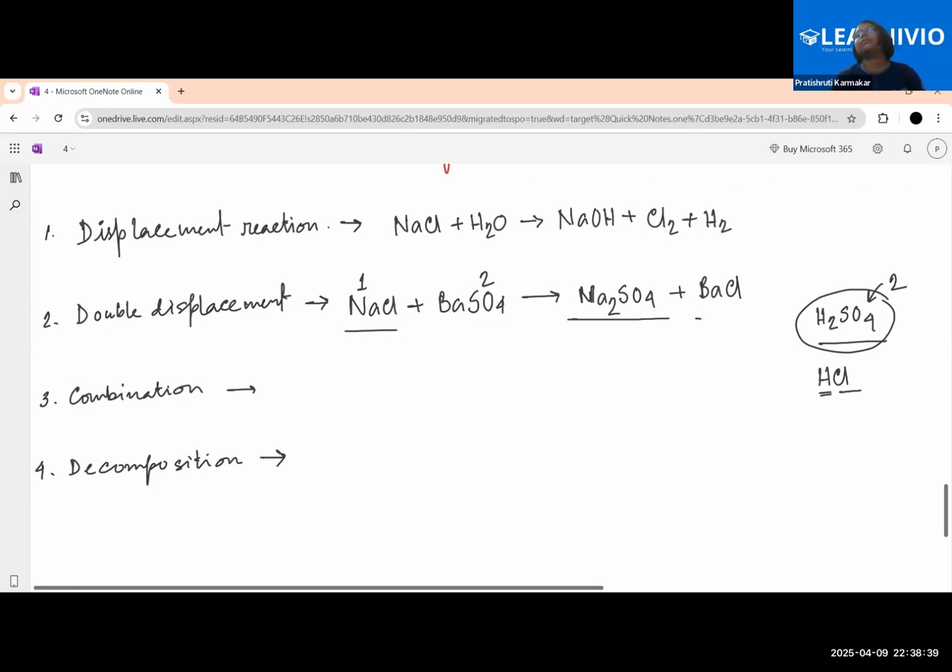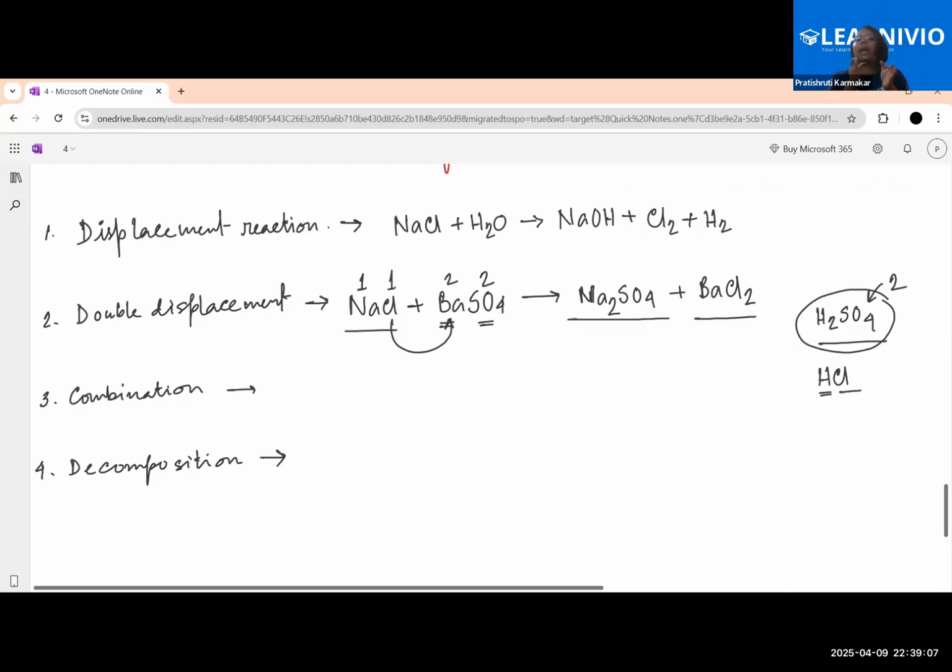And what will this be? This will be BaCl2. Exactly. Why? Because we need one barium for one sulfate. Sulfate has two valency, so barium has to have two valency too. And we have seen that chlorine has one valency. So we will need two chlorine to fulfill the valency of barium.